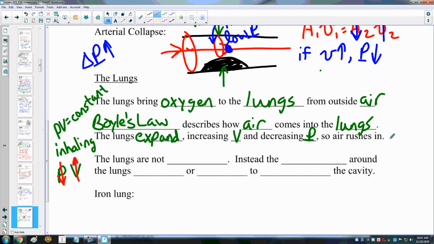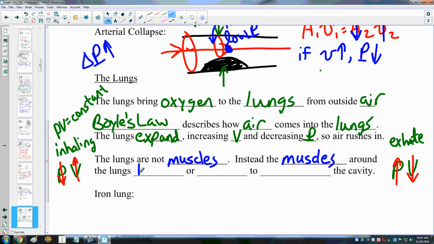But when I'm exhaling, PV, my volume goes down. That means that the pressure inside of the lungs goes up and air rushes out. The lungs are not muscles, so they don't move on their own. Instead, the muscles around the lungs, mainly your diaphragm, either contract or relax. They will contract or relax to either open or close the cavity.